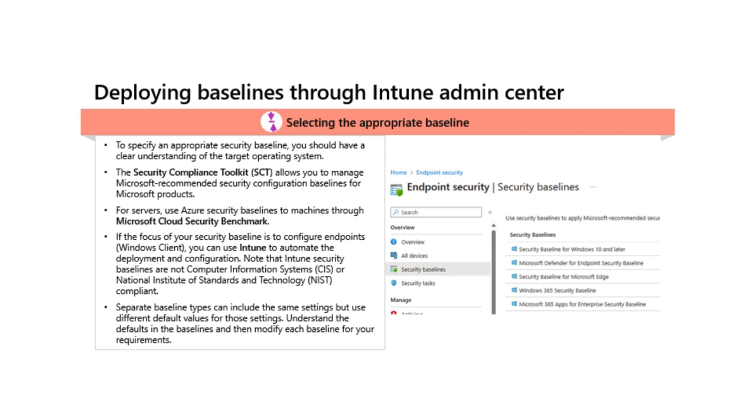For servers, use Azure Security Baselines to machines through the Microsoft Cloud Security Benchmark (MCSB). It has guidance for OS hardening, which has led to security baseline documents for Windows and Linux. If the focus of your security baseline is to configure endpoints, Windows client, you can use Intune to automate the deployment and configuration. Note: Intune security baselines are not CIS or NIST compliant. Separate baseline types can include the same settings but use different default values for those settings. Understand the defaults in the baselines and then modify each baseline for your requirements.